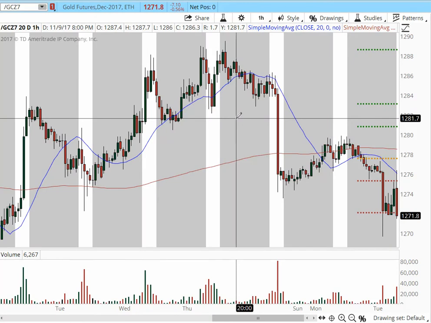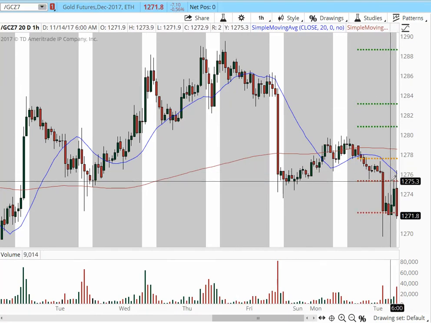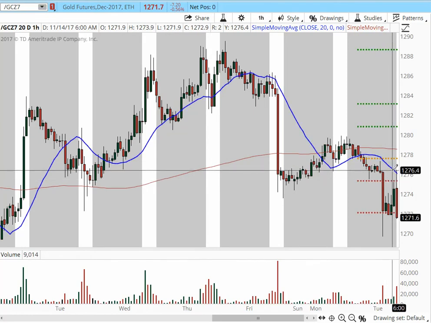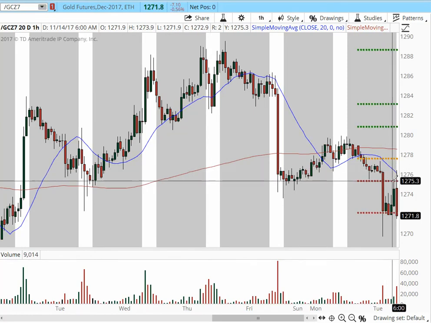So going back to the hourly chart to decide on the direction for today and decide on a game plan for today, we are looking right now at this cluster right here, developing strong resistance at the 76.4 level, and also having a lot of resistance at the 1275.